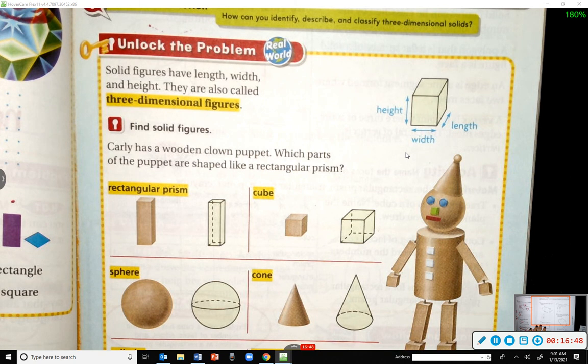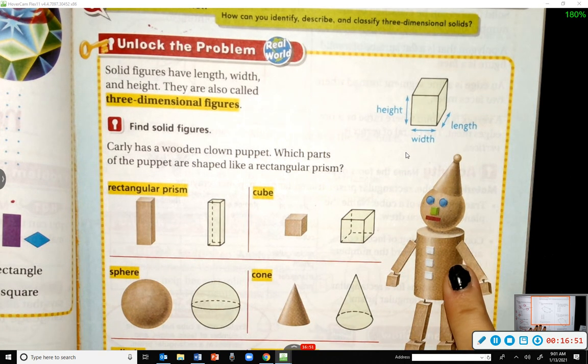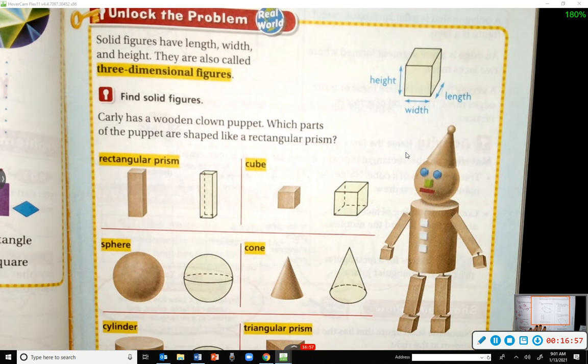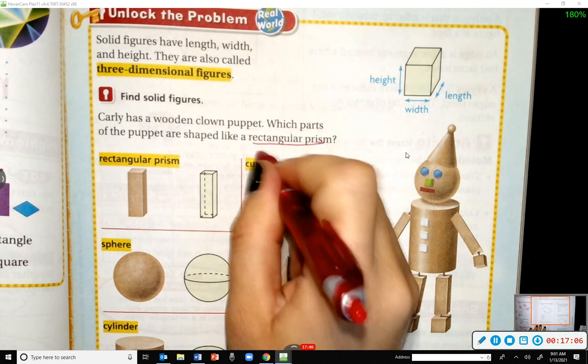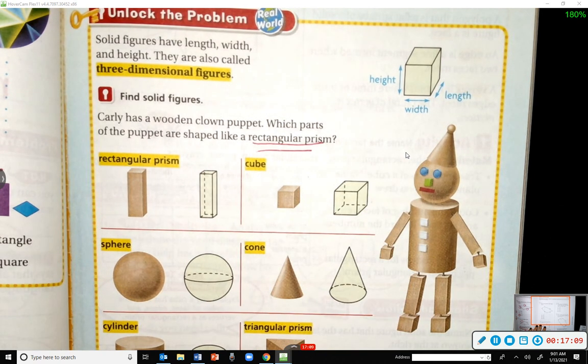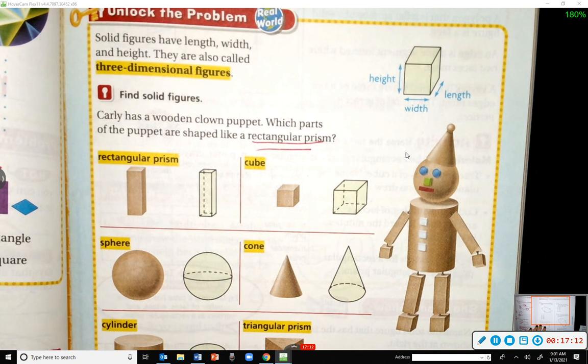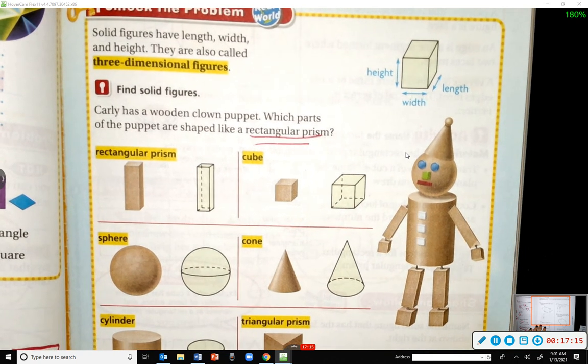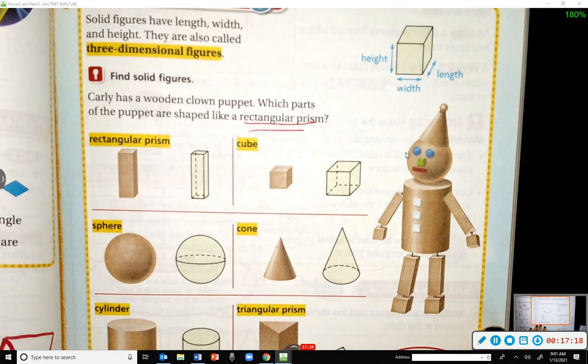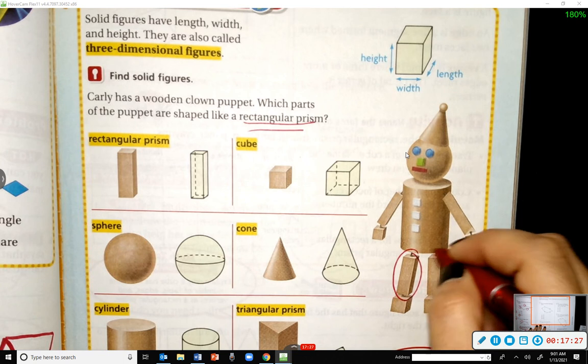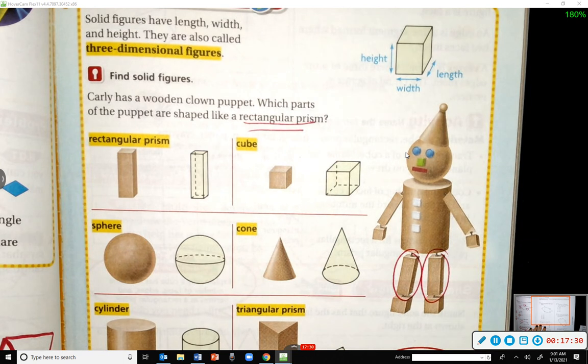Okay? So I want you to look at this wooden puppet over here. Which parts of the puppet are shaped like a rectangular prism? I want you to circle it with your pencil. Which parts are shaped like a rectangular prism? Okay, what do you think, Evangeline? Which parts are the rectangular prisms? His legs, good. Which parts are shaped like a triangular prism?